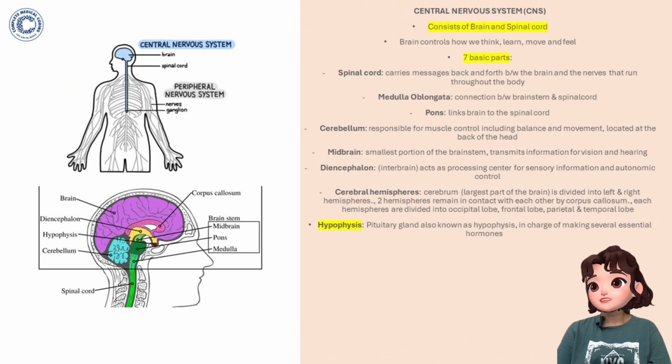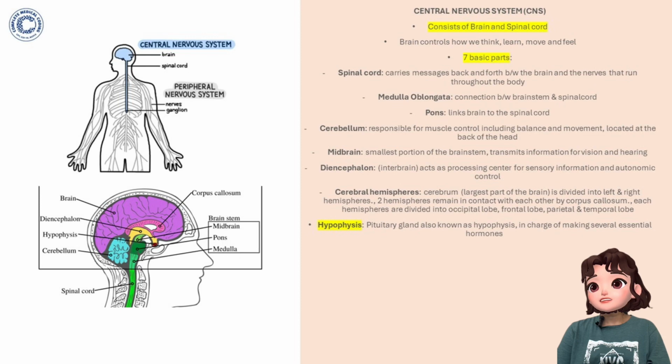The nerves of the spinal cord. Then, medulla oblongata. The medulla is the connection between the brainstem and spinal cord. Pons links the brain to the spinal cord. The cerebellum is responsible for muscle control including balance and movement, and it's located at the back of the head. Midbrain is the smallest portion of the brainstem and it transmits information for vision and hearing. Diencephalon, also called the interbrain, acts as a processing center for sensory information and autonomic control.